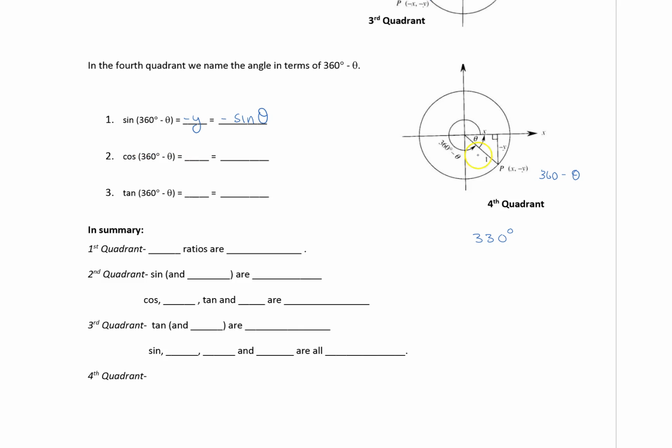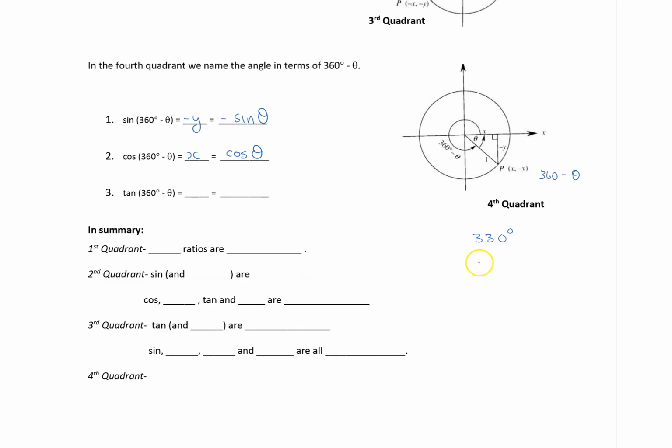Cos is the x value of the point. Now keep scrolling back, pause the video, keep scrolling back if you need to, just to check what I'm saying, which is straight out the cos of theta. So we would be saying that the cos of 330 is exactly the same as the cos of 30.